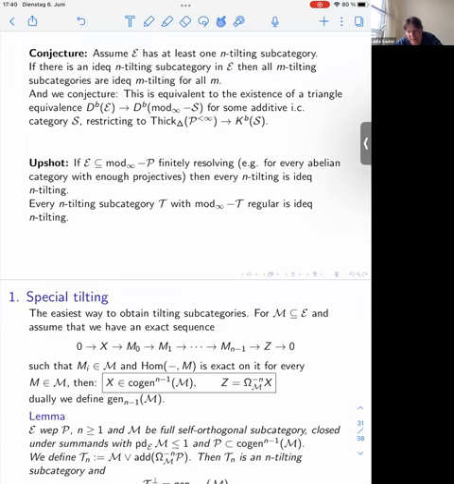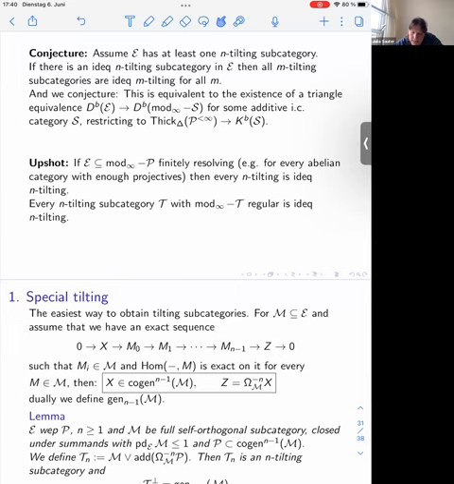So assume one has at least one n-tilting subcategory, and then there exists an n IDEC tilting if and only if every n-tilting is IDEC n-tilting. That's the conjecture, that this property is just in the whole poset given. We can prove it for every connected component, and in the case with enough projectives, we know it.